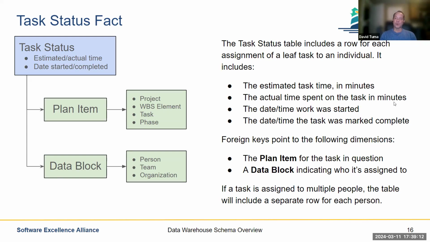It's also got the date and time the work was started, and the date and time the task was marked complete. If it was marked complete, might be null, right? If the task is still in progress. Then we also have, once again, foreign keys that point to plan item and data block to indicate which task we're working on and who this is assigned to. Since this is a row for each assignment of a task to an individual, if there's a task in the WBS, for example, that's assigned to multiple people, this table would include a separate row for each person.